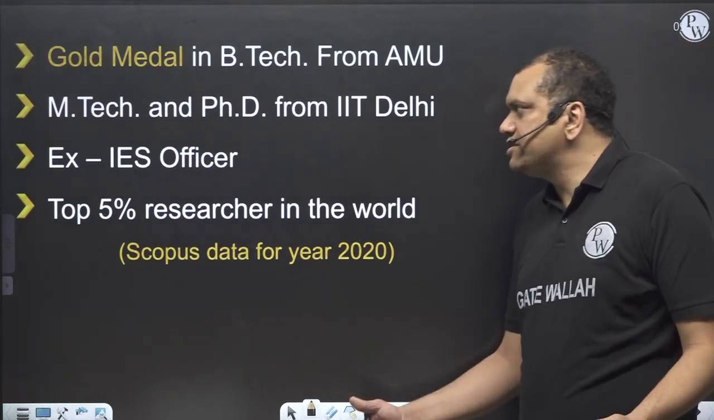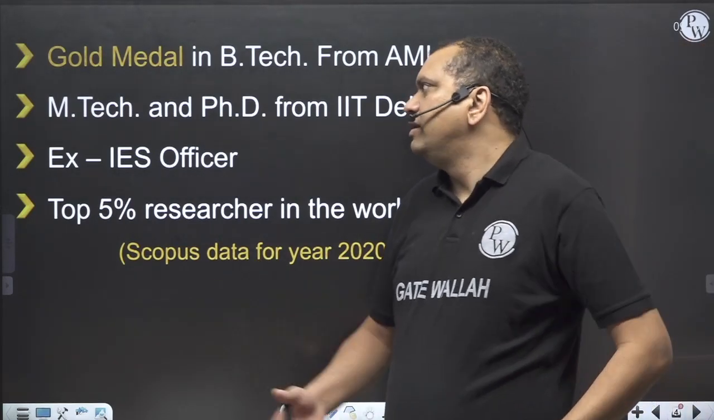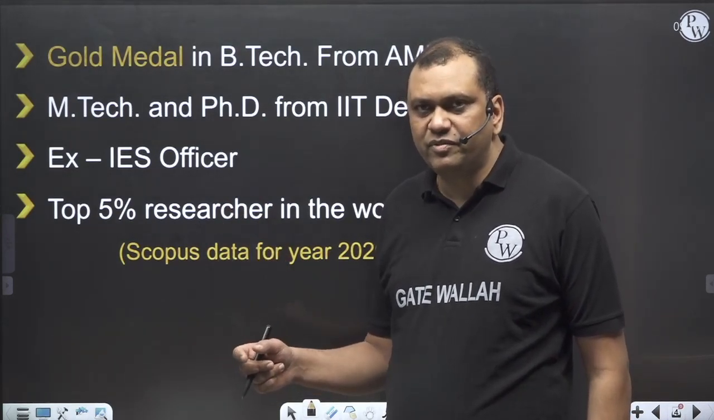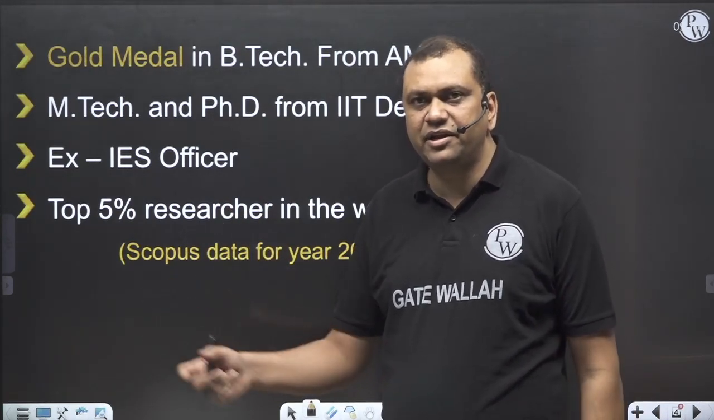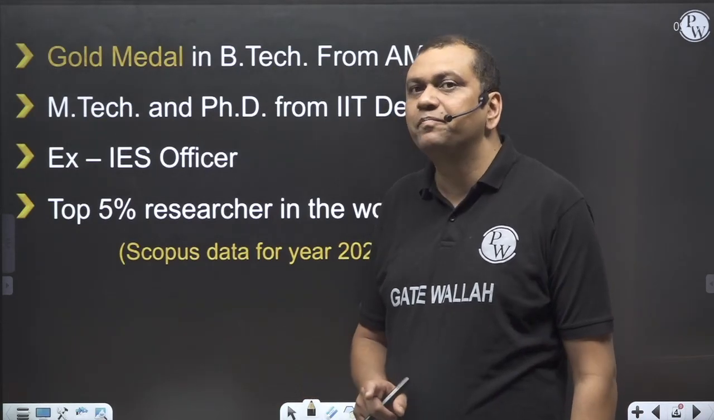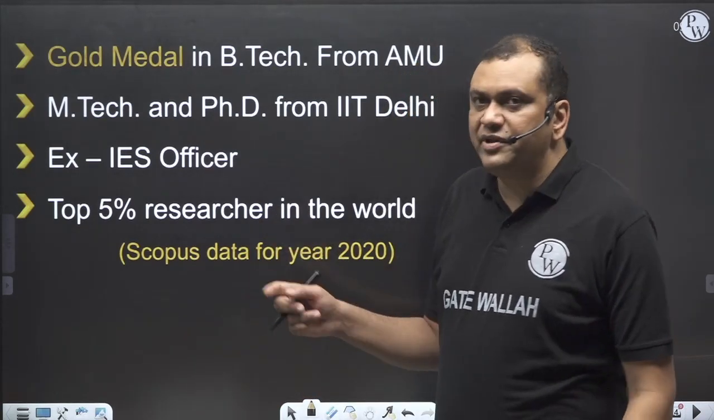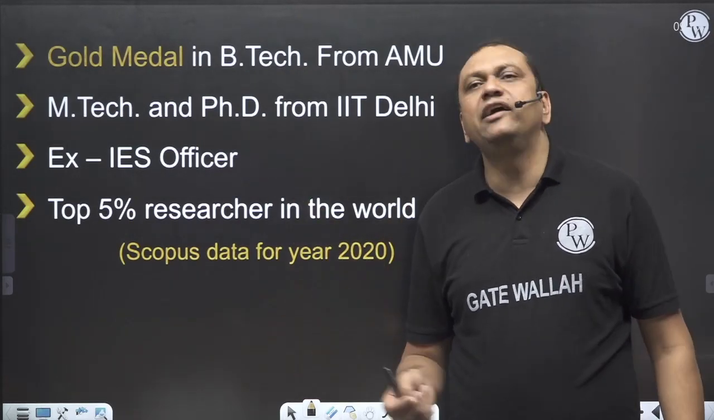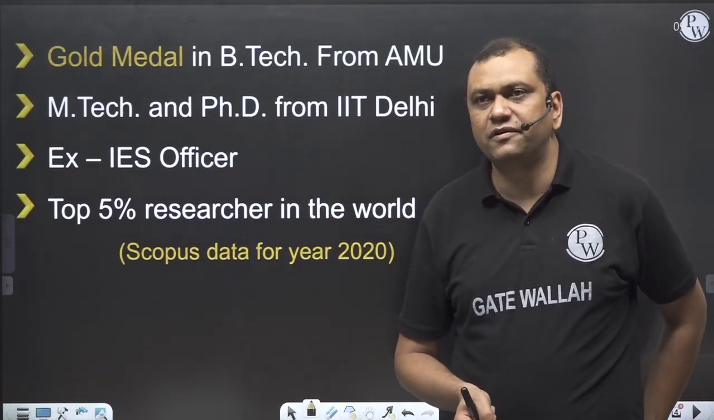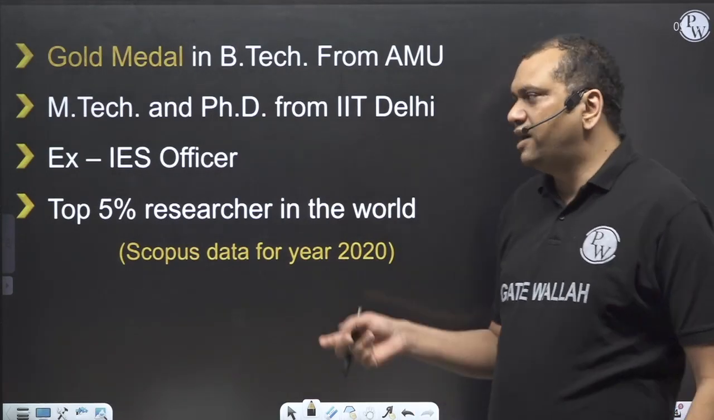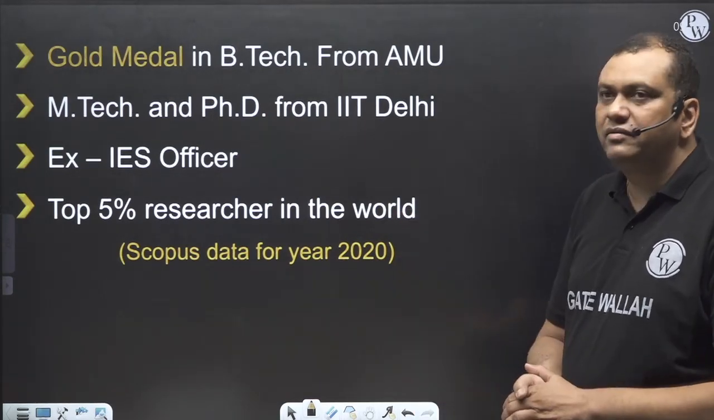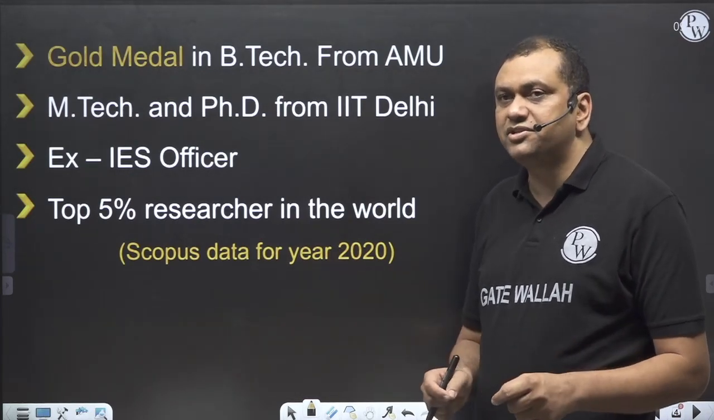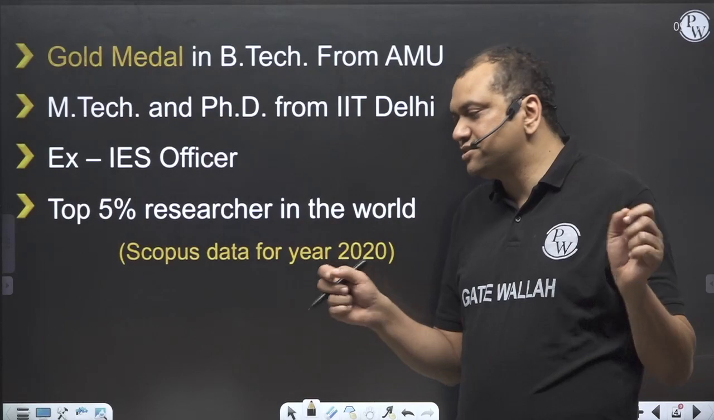These are my credentials. I'm Dr. Singh. I'm a gold medalist from Aligarh Muslim University, because I topped the university during my graduation, 93-97 batch. I'm MTech and PhD from IIT Delhi. Between MTech and PhD, I worked for engineering services for 1.5 years. I'm also a researcher. Presently, I'm working in warm forming. As per Scopus data, I'm a top 5% researcher in the world.